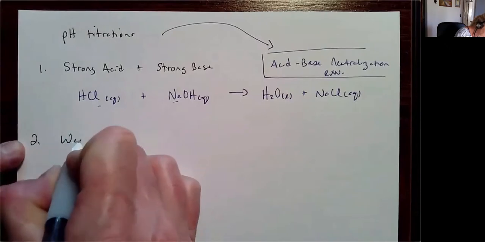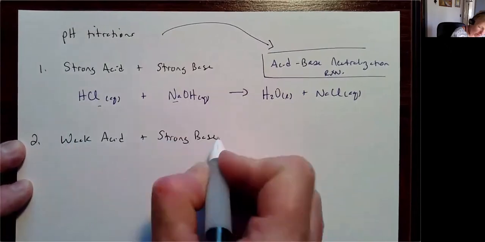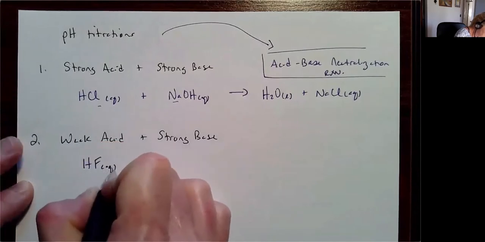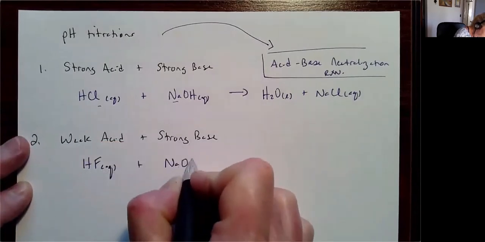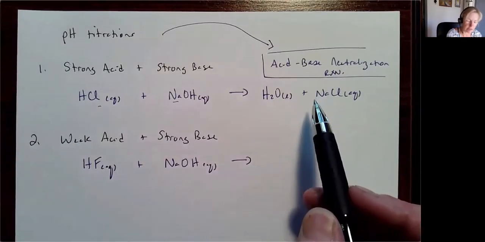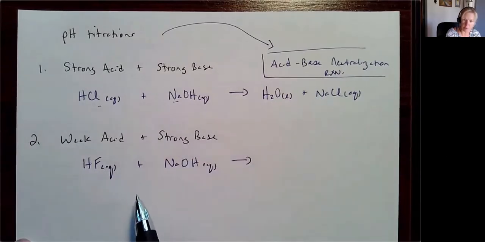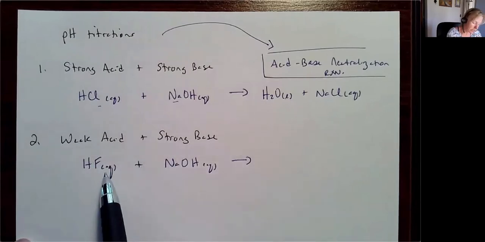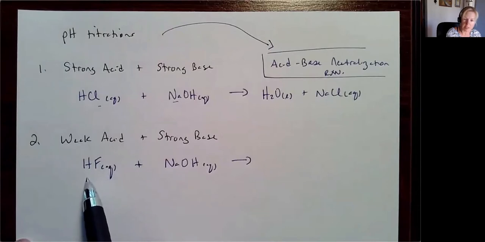So I can have a weak acid plus a strong base, and let's say our weak acid maybe is HF. So an aqueous solution of HF, and I'm going to react that with sodium hydroxide. This is still an acid-base neutralization reaction, so this is not an equilibrium reaction. I know we've been talking about equilibrium reactions. HF, if I just had HF in water, that's an equilibrium scenario where I have partial dissociation.